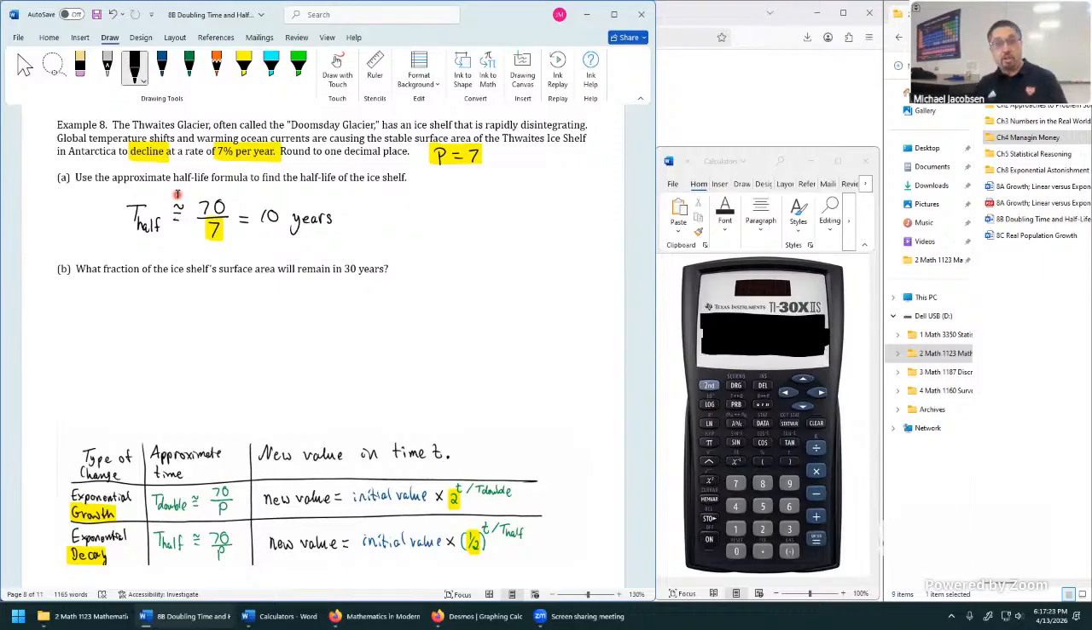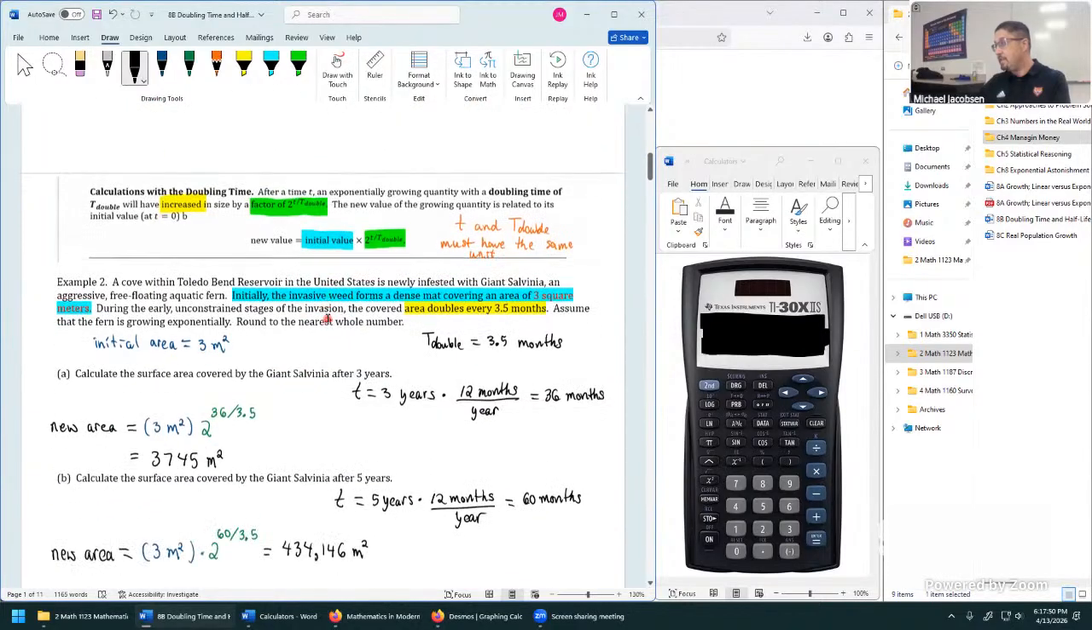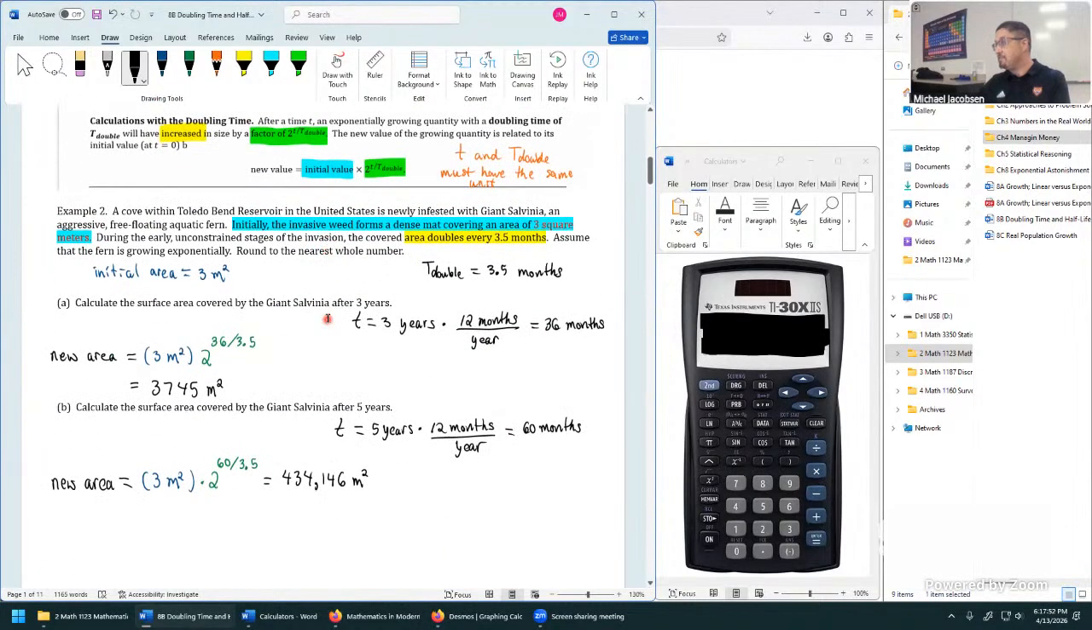Okay, next part of the question is asking what fraction of the ice shelf's surface area will remain in 30 years? And that's always a pretty awkward question. We mentioned a little bit that the notes that we're writing here are pretty similar to the problems in the textbook and my lab. When it's talking about fractional decay or fractional growth, it's always referring to, I think I'm looking at the wrong spot.